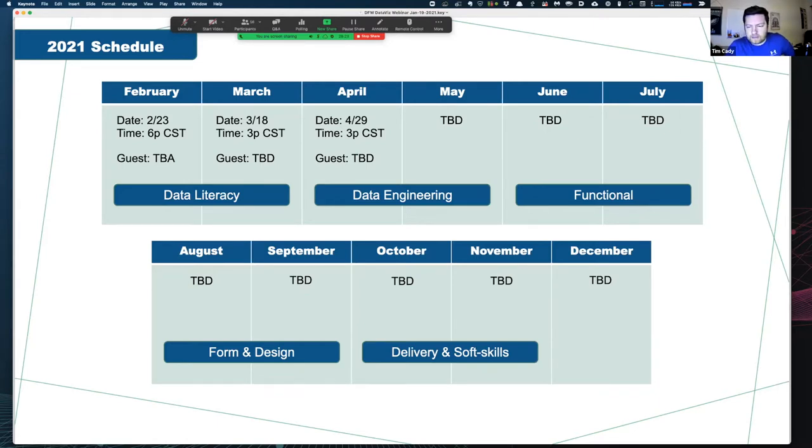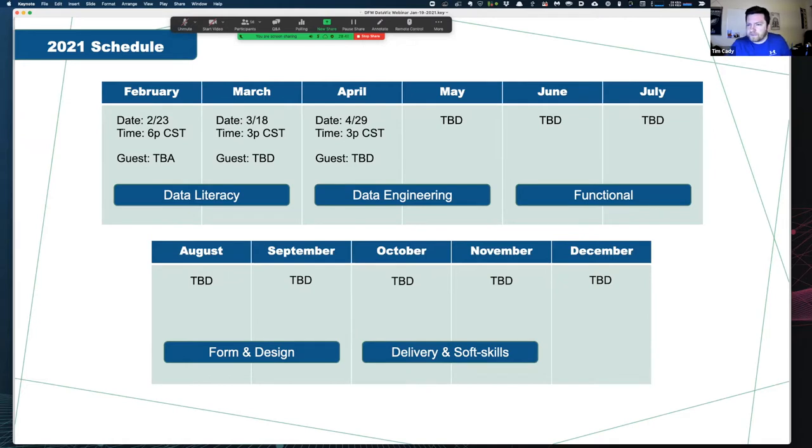So in the past, we haven't been as proactive as we can be about planning our events and letting folks know ahead of time what to expect. And that's something we wanted to change here in 2021. As you can see by the schedule, we have our first few events planned out.